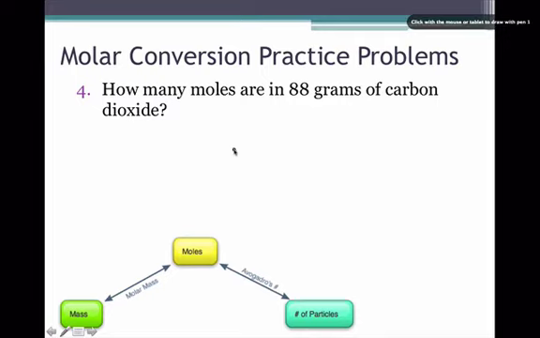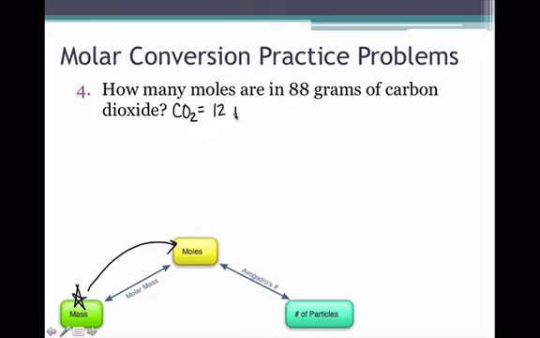Okay, next one. How many moles are in 88 grams of carbon dioxide? Grams is a mass, and they're asking me to go to moles. So again, one step. This time I'm going to use the molar mass, which is the periodic table. So if I look for carbon dioxide, I need to figure out its molar mass. Carbon has a mass of 12, plus I have 2 oxygens. Each oxygen has a mass of 16. So this is 44 grams per mole for the molar mass, which is the same as 44 grams equals 1 mole. And I write it like that so we can see our conversion factor.